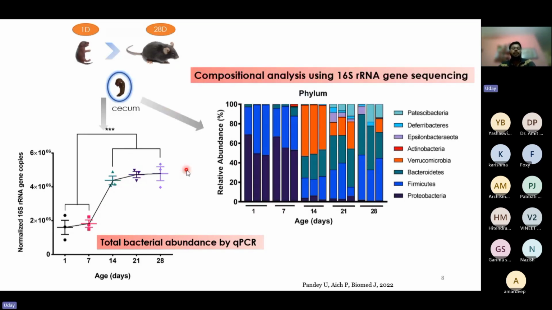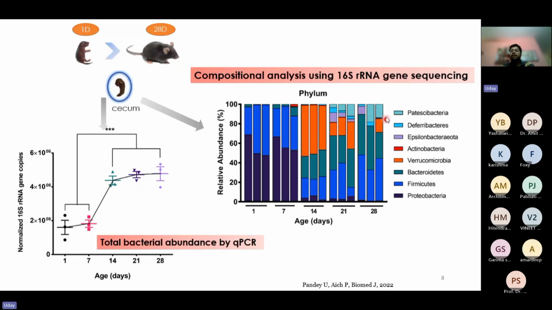Then we checked the abundance, but we wanted to see what are the major compositions of this microbiota during this period. For that, we did a next generation sequencing analysis using 16S rRNA gene sequencing. And we found that in the very early days, the majority of the microbial population is coming from the Proteobacteria phylum. You can see more than 60% is coming from the Proteobacteria. But the interesting thing we observed at postnatal 14 days is that a unique phylum called Verrucomicrobia appeared. And gradually their population decreased over 21 and 28 days.